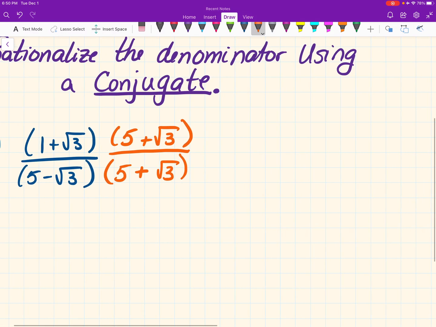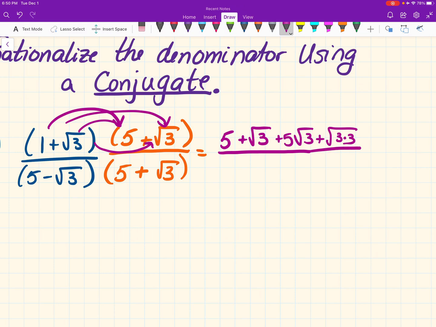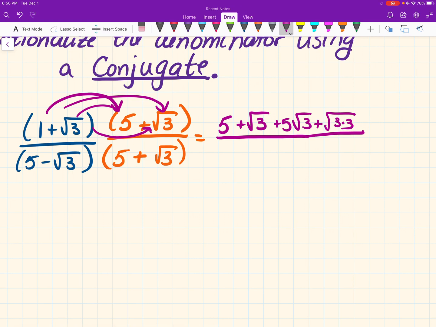Okay, we're just manipulating. So in the numerator here, we're going to have to FOIL. 1 times 5 is 5. 1 times root 3 is root 3. Root 3 times 5 is 5 root 3. And root 3 times root 3, be careful of this, is root of 3 times 3, and there's two 3's there, okay? Because there's a root 3 times root 3, and so we can put that under the same radical. We'll simplify the numerator in a minute.